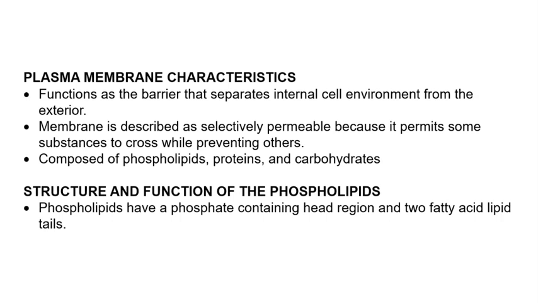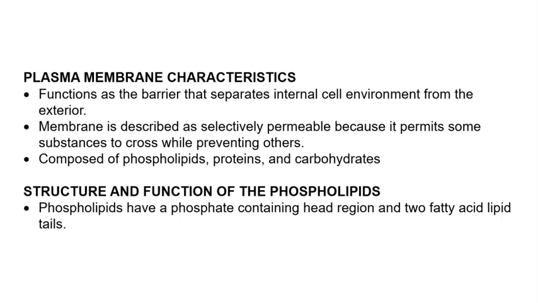So the plasma membrane functions as the barrier that separates the internal cellular environment from the exterior. The membrane is described as selectively permeable or semi-permeable because it permits some substances to cross while preventing others. So as we will see momentarily, the different compounds will cross the plasma membrane in different ways depending on their specific chemical attributes. The plasma membrane is composed primarily of phospholipids along with some proteins and carbohydrates.